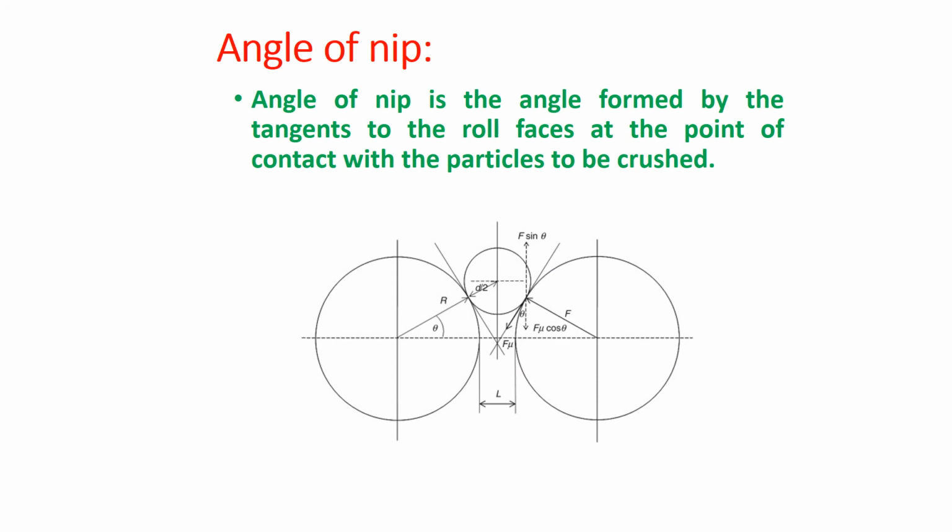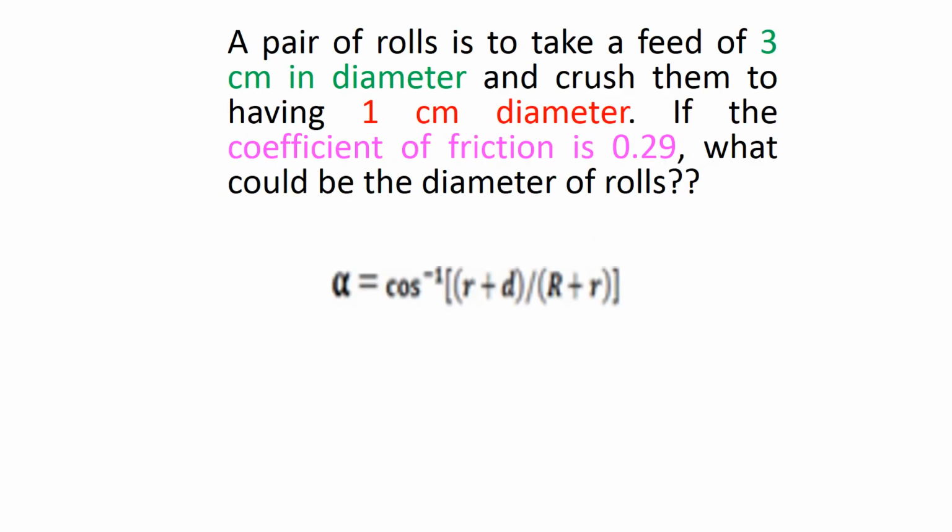And the important point in the roll crusher is the angle of nip. The definition of the angle of nip is the angle formed by the tangents to the roll faces at the point of contact with the particle to be crushed. So if I consider this as the particle, and I draw the tangents where the particle and rolls are in contact with each other, the angle which is formed is known as the nip angle, and that is denoted as 2 alpha. And there are some numericals based on the roll crusher that we are going to discuss in detail in the class. Thank you.